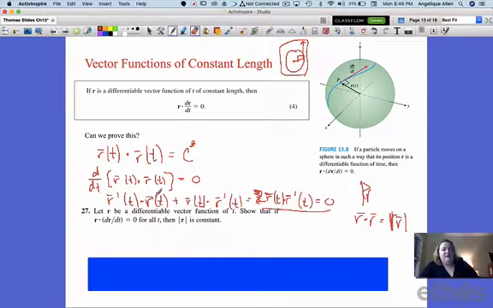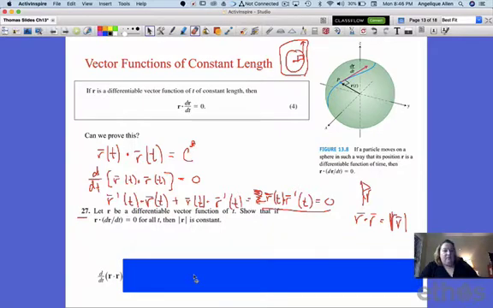And then exercise 27 in the book would have you prove it backwards, okay? So if r is a differentiable vector function of t, show that if the product is 0 for all t, then the magnitude of r is constant. And rather than make you watch each step of the way here, let me get my arrow. They're saying if r dotted with r prime is 0, then prove that this is a constant number. So prove that the curve is lying on a sphere.